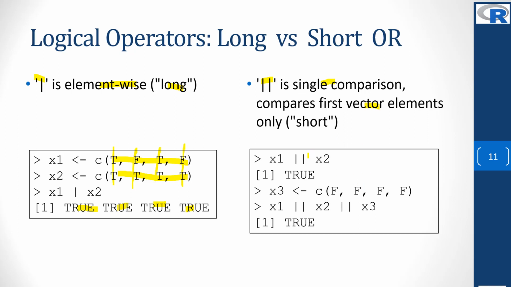Using the short logical OR operator, the double pipe, we're looking at the first elements, which is true and true, and so that's true. Now we bring in x3, which is all false, but our last result was true for the first element, and we're only looking at the first element of x3, here false, but we have a true or false, and so we get a final result of true from that expression.